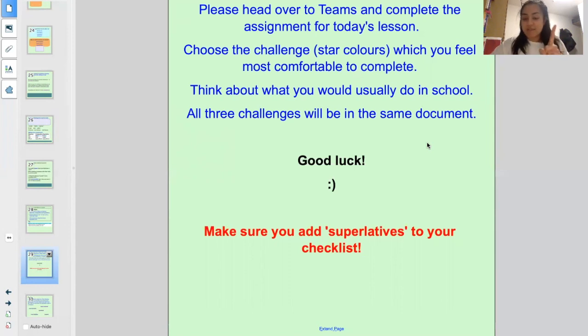And here's a reminder, make sure you add superlatives to your checklist. Remember that piece of paper that we went through yesterday? Can you please make sure you add that to your checklist? Oh, and second person that we went over yesterday. Hopefully that will be on your checklist already. If not, please add that to it.